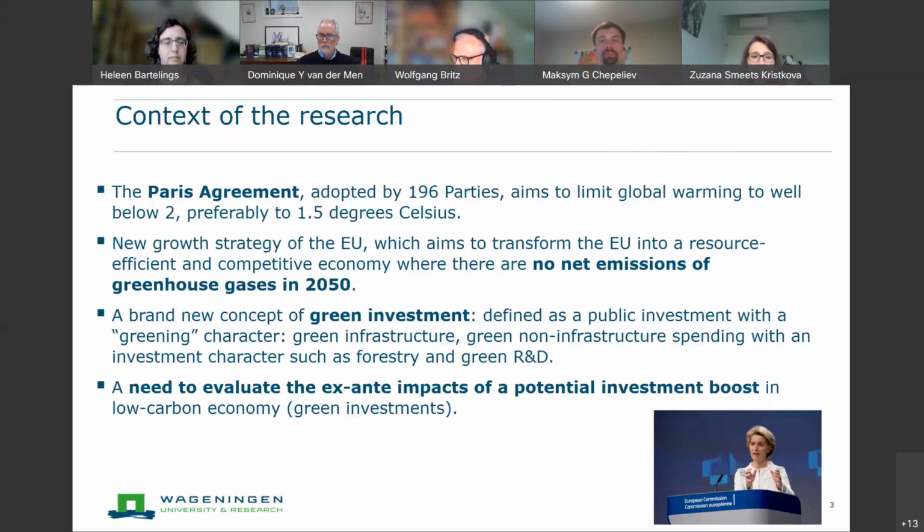So this obviously triggers a lot of economic questions and a whole new concept of green investment. Green investment is defined as public investment with a greening character. It can be investment in green infrastructure and non-infrastructure, R&D, but also importantly, bioenergy, bioeconomy. With all this comes a need to evaluate the potential impacts of this investment boost, and the European Commission is even asking explicitly for CGE-based analysis in this area.